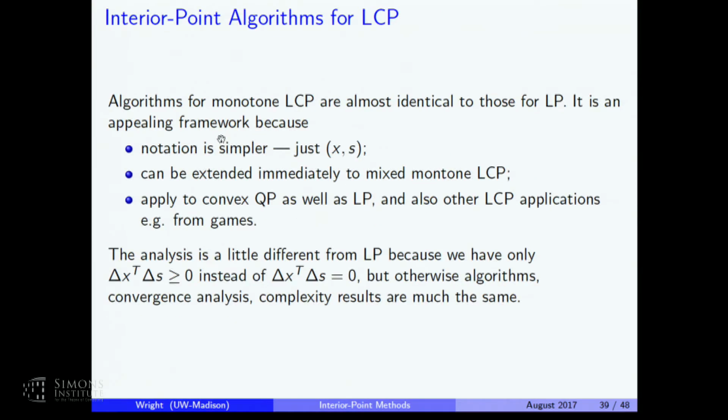Bonus. All right, and the methods are almost the same. You know, the path following ideas, the log barrier ideas, they're all pretty much the same. The analysis is a little bit different because you don't have this delta x transpose delta s equals 0. Instead, it's greater than or equal to 0. So in that sense, the analysis is a little bit different. But basically, the complexity results are the same, and the convergence analysis looks much the same.